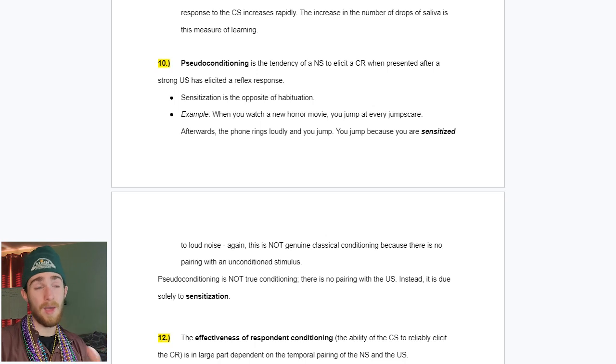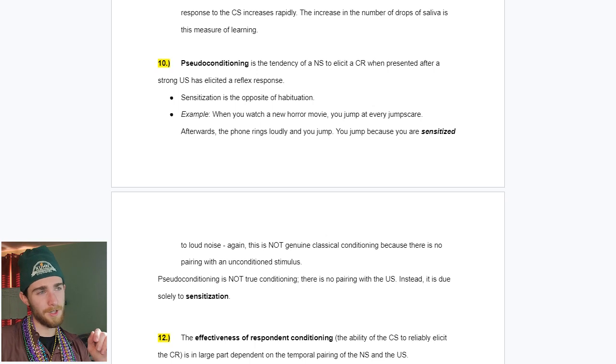All right, we've not paired the phone with any jump scares. That hasn't happened. There is no pairing with an unconditioned stimulus. Pseudo-conditioning in this way is not true conditioning because it is due solely to sensitization. So, shorthand for this, pseudo-conditioning, it's fake conditioning, it's not real, it's due solely to sensitization. There is no pairing with an unconditioned stimulus. It is only because you're really on edge, you're sensitized to something.